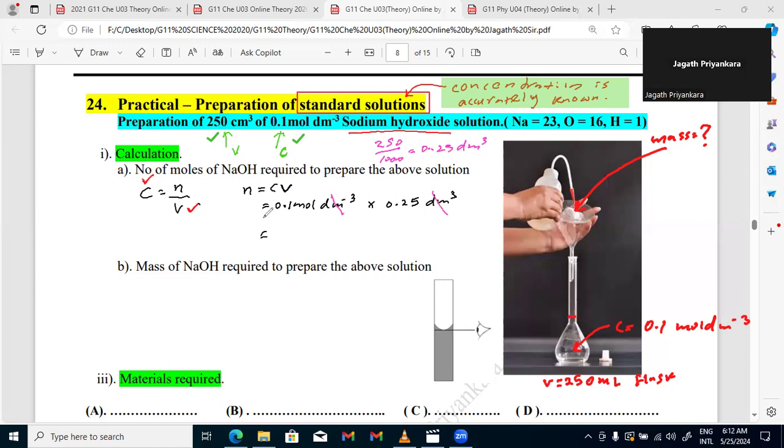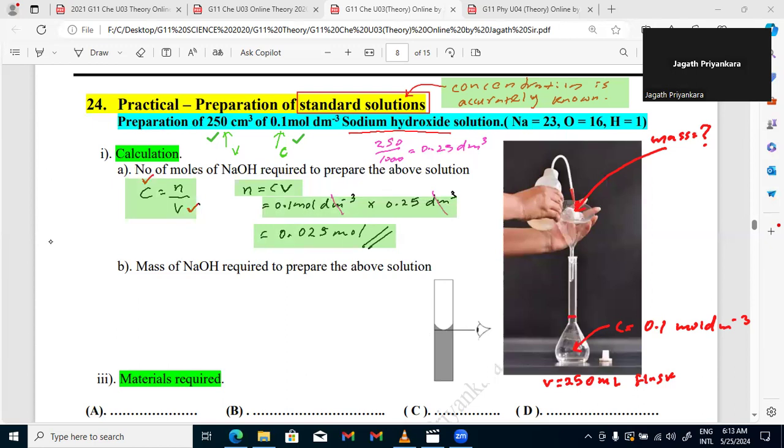Then for the number of moles, you get 0.025 moles. So this is the first step. First, you have to calculate the number of moles using C equals n over V, n equals CV, and apply the values to the equation and get the final answer. After that, students, you have to convert moles into mass.